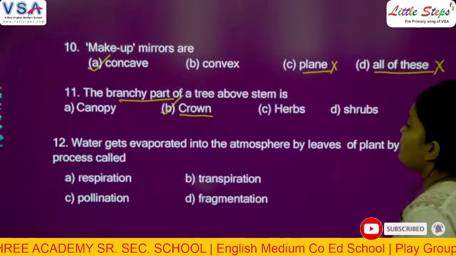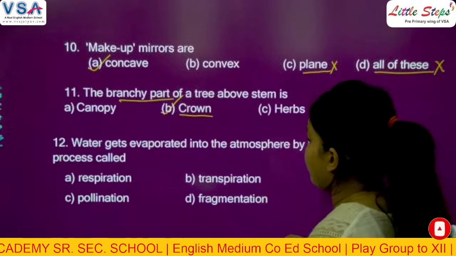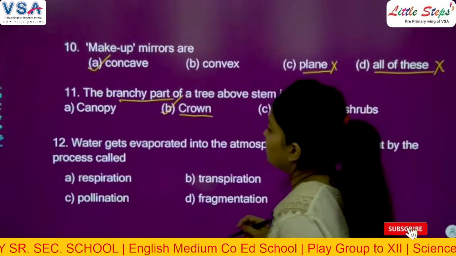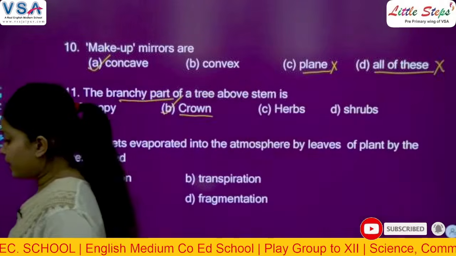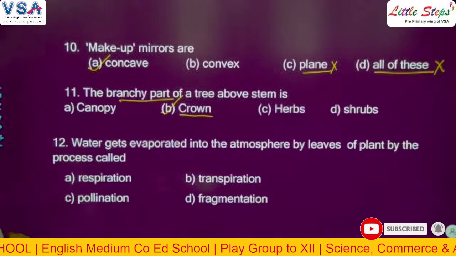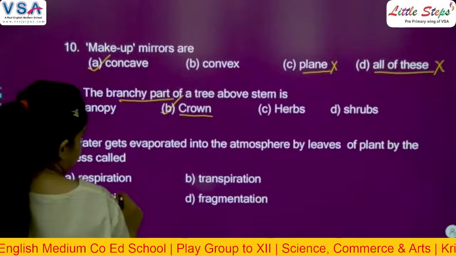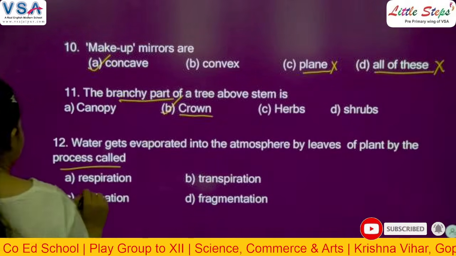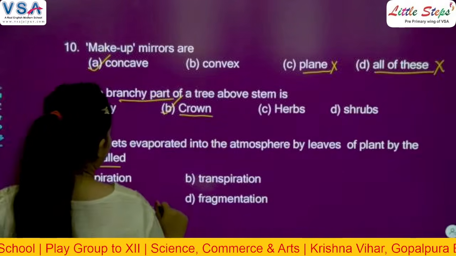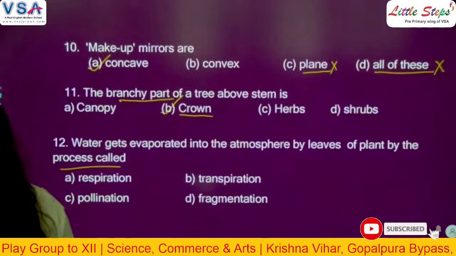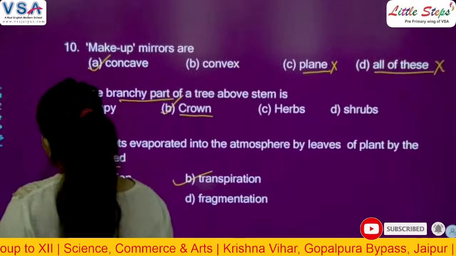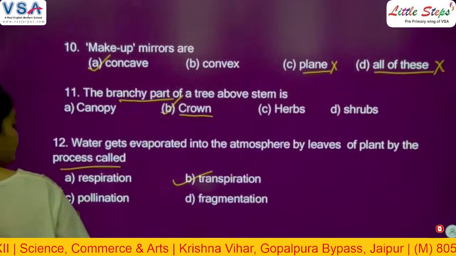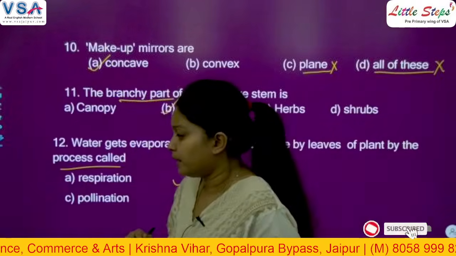Very good. Keep commenting the answers. 12th. Water gets evaporated into the atmosphere by leaf of a plant by the process called. Water evaporates into the atmosphere from the leaves of the plant. What do we call this process? Respiration, transpiration, pollination, fragmentation. We call it transpiration. Yes, transpiration is the answer of the 12th MCQ.